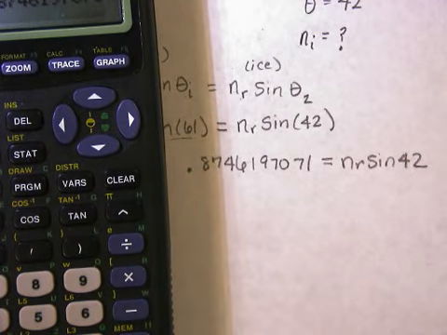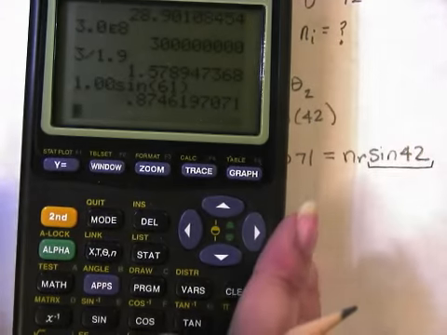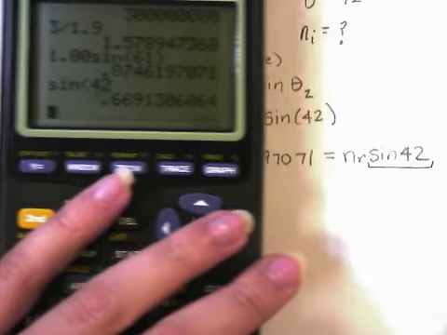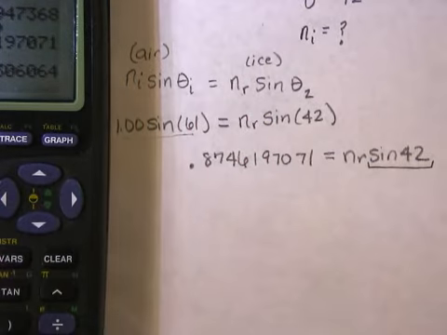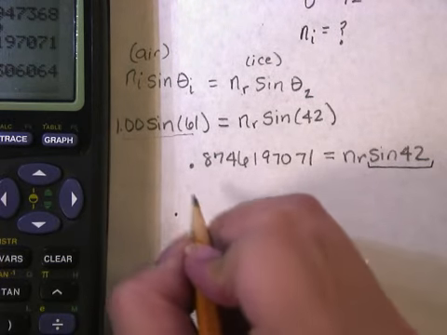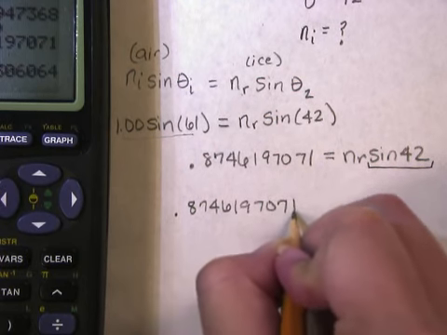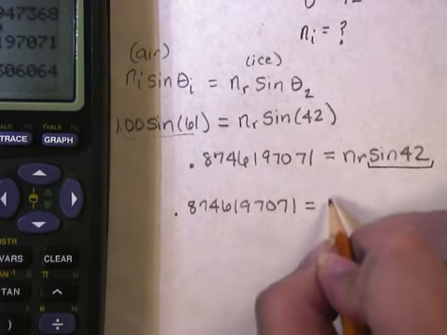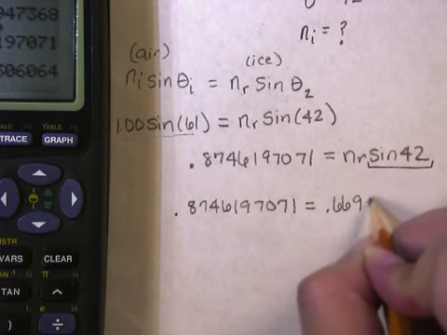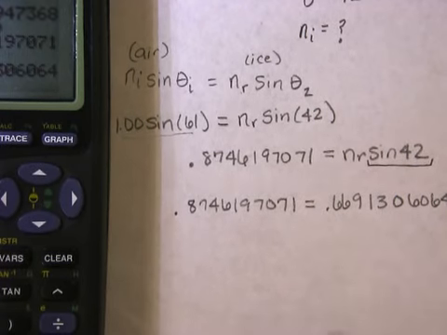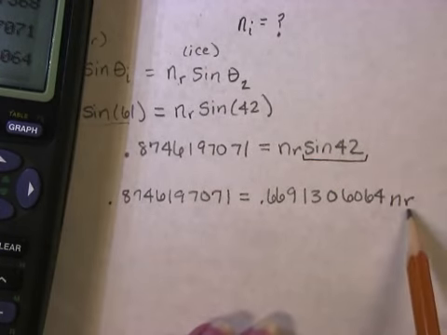I'm going to simplify this even further by finding out what this numerical value is, and I'm going to do that by simply typing into the calculator sine of 42, and I get this value. So when I write it in, the decimals are long, but it will be easier for me to manage the numbers. I have 0.8746197071 is equal to 0.669130664 times this index of refraction, and that is our variable, that's our unknown.